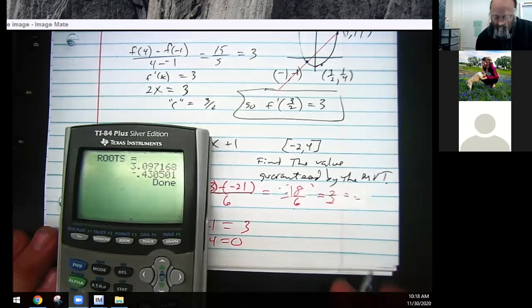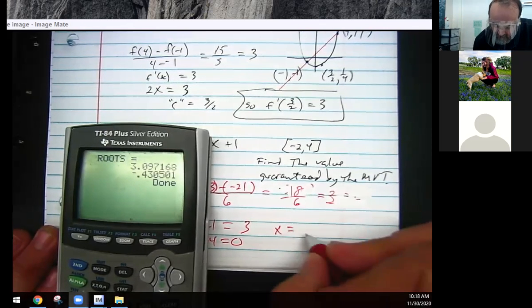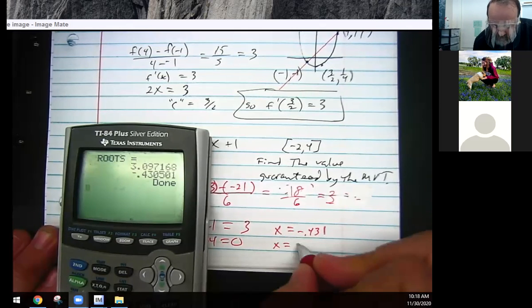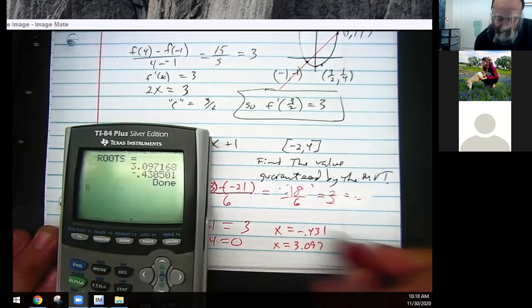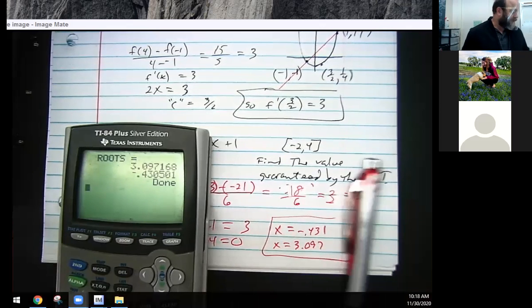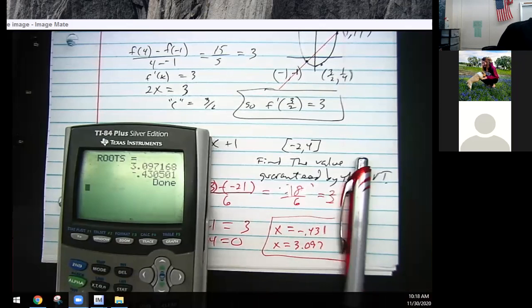So the values guaranteed by the mean value theorem would be x equals -0.431 and x equals 3.097. Those are the values that would be guaranteed by the MVT. So is the mean value theorem particularly hard? Pretty simple, isn't it? Not too shabby.